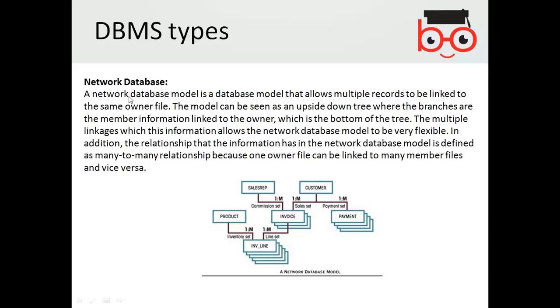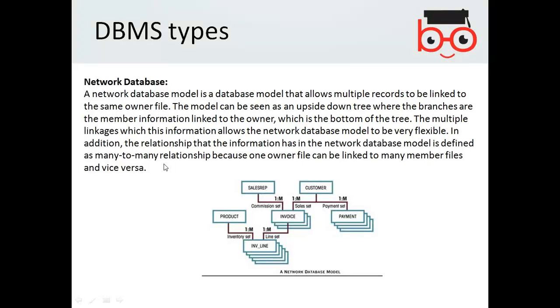A network database model is a database model that allows multiple records to be linked to the same owner file. The model can be seen as an upside down tree where the branches are the member information linked to the owner, which is the bottom of the tree. The multiple linkages allow the network database model to be very flexible.